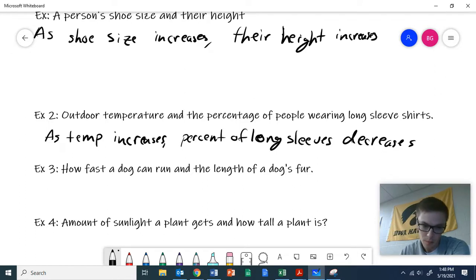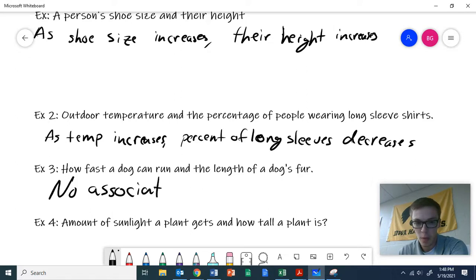All right, so let's take example number 3 here. How fast a dog can run and the length of the dog's fur. Ask yourself, is there an association between these two? If so, how would you describe it? If not, why not? Well, for this one, how fast a dog can run and the length of a dog's fur, these have no association. So we would write no association for this one. They do not affect each other.